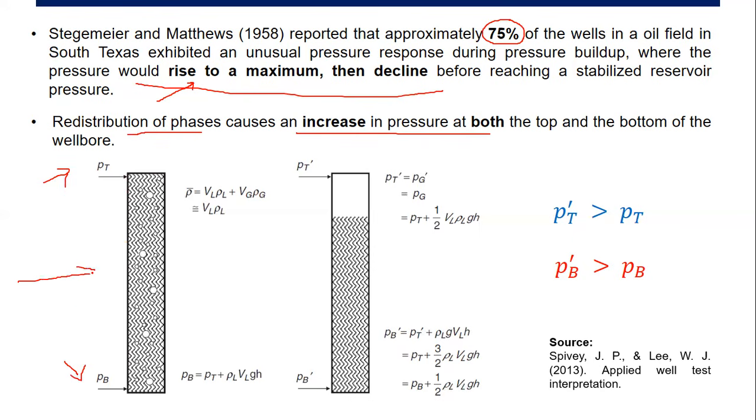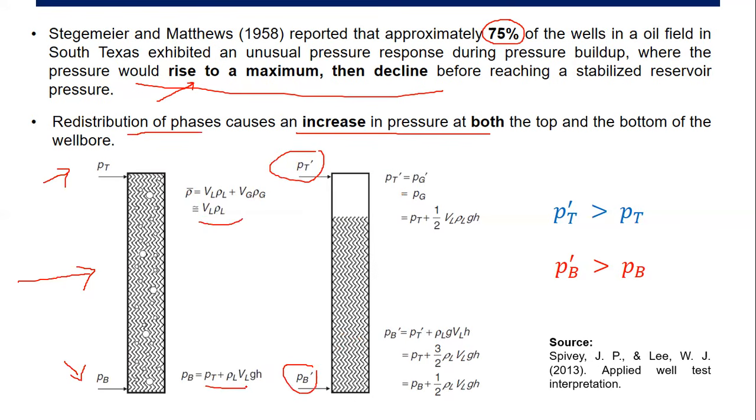Originally, the condition is like this, and then we shut in the well. So we have the new condition. It's the new top pressure and the new bottom pressure. And after we shut in, the phase will be redistributed. And the redistribution of phases causes increase in both the pressures, PT and PB. So initially, PT is here.